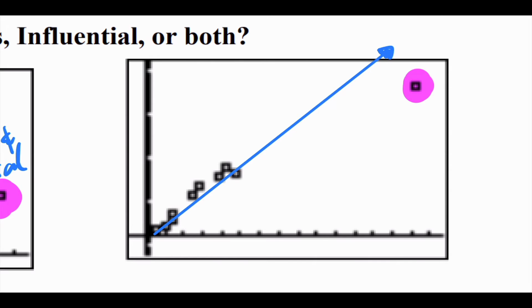Now, is it going to have a residual? It'll probably have the largest residual out of all of them because these are all pretty close to the line. These errors aren't that bad. The residuals aren't that bad. This guy would probably have a larger residual. So for that reason, it could be an outlier. I would consider it an outlier. Is it influential though?